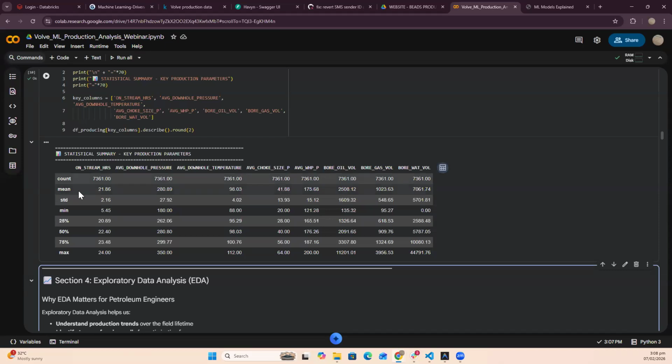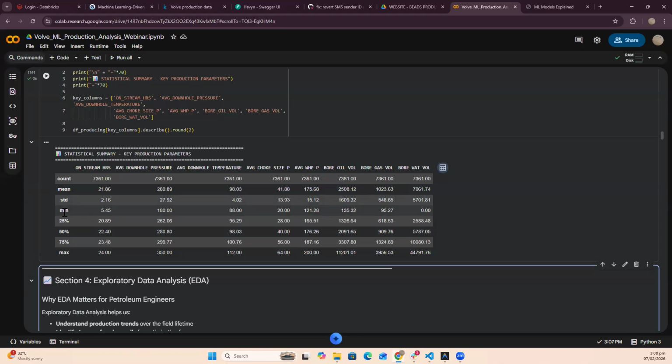And the mean here tells us, on normal days, how production looks like, how the conditions look like. And standard deviation tells us the stability of the wells. And we have the mean.